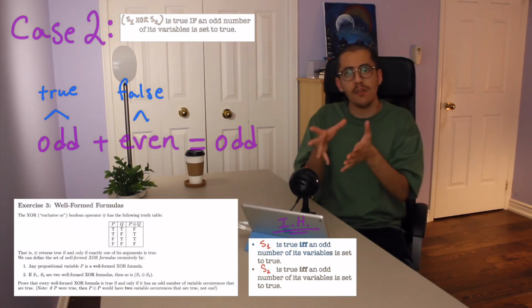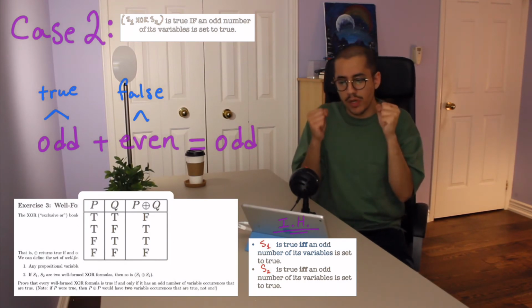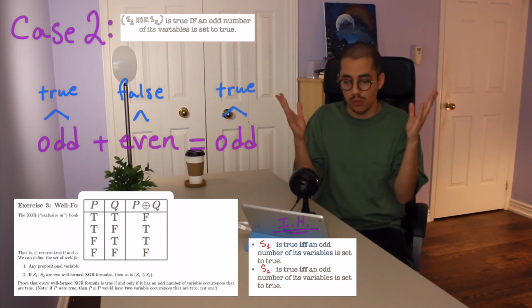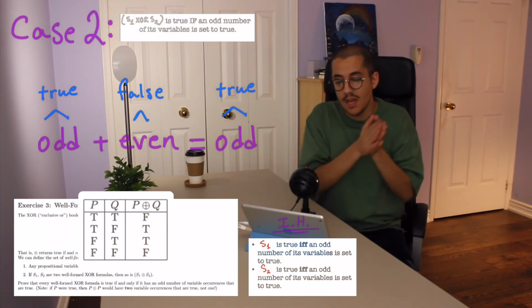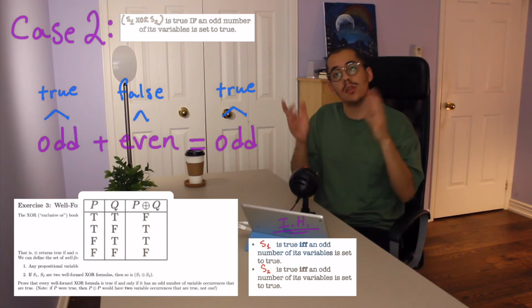We have our table from the question. If one of them is true and one of them is false, what are you always going to get? True, right? And that proves your case. If an odd number of variables is true, then S1 XOR S2 is true.